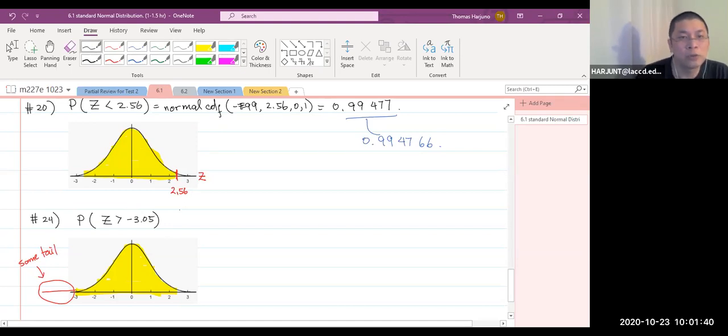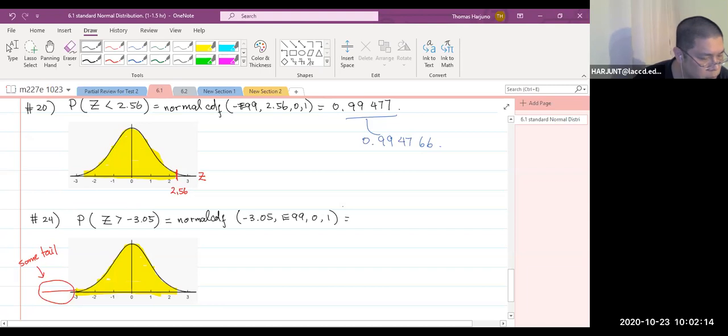Now, because that tail is so small that it's not depicted in this graph, we expect the probability for that tail to be very small. In other words, the probability for this yellow region must be very big, almost 1. Normal CDF negative 3.05 E99 is 0.99886.